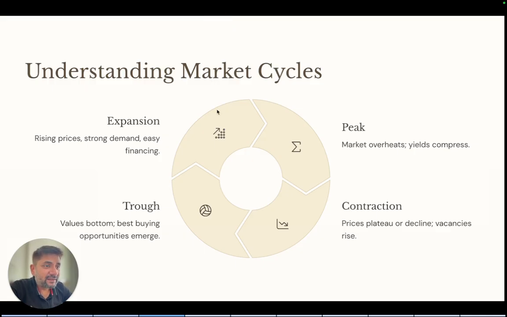Step 1 is where we understand market cycles. That starts with expansion: rising prices, strong demand, and easy financing. Peak: the market overheats and yields compress. Then it goes to contraction: prices plateau or decline, and vacancies rise. Then you have trough: values bottom, and the best buying opportunities emerge.